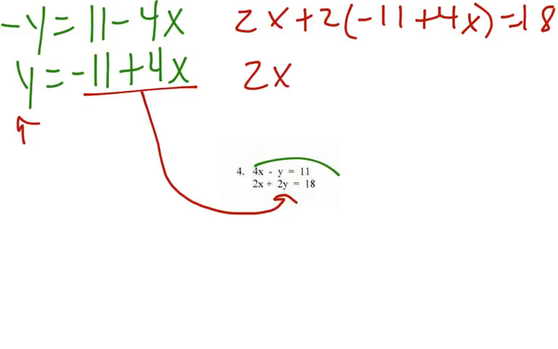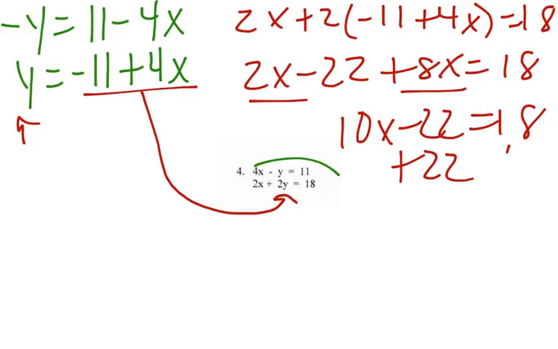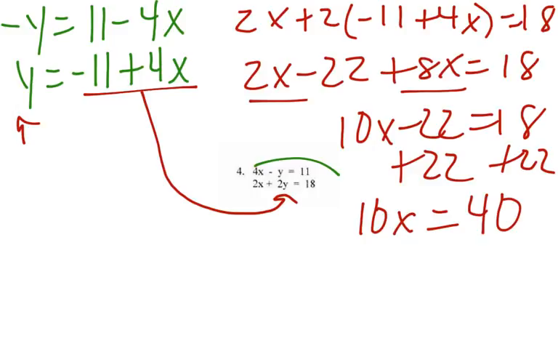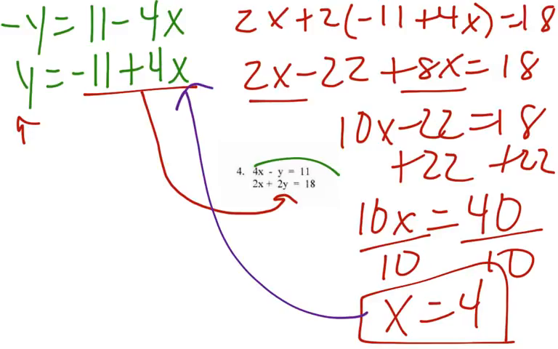Distribute your 2, so 2x minus 22 plus 8x equals 18. Combine your like terms, so 10x minus 22 equals 18. Add your 22. 10x is equal to 40. Divide by 10. X is equal to 4. You're not done. You got to go find your other answer. Put this in for x.